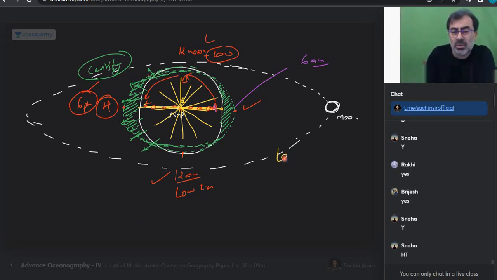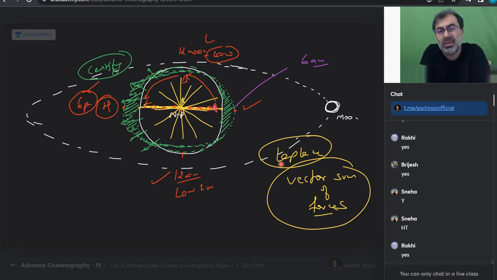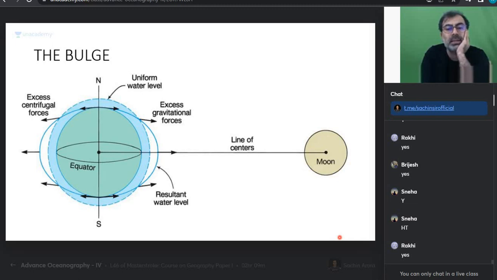Later on, Laplace also corrected this idea, where he talked about some vector sum of forces. Right now we don't have much time. We can talk about it later someday when I'm doing the theories. Let me do the theories one day, the simple theories also, the equilibrium theories, as well as the dynamic theories. So the bulge is created. Can we see that?